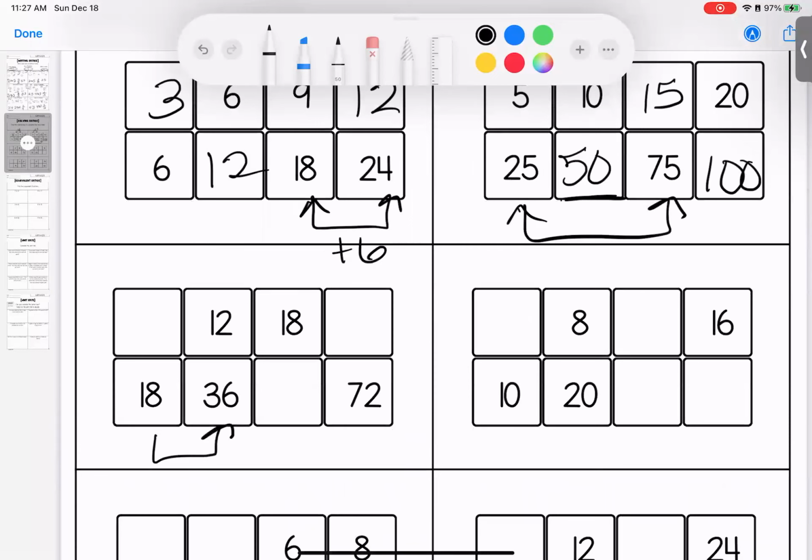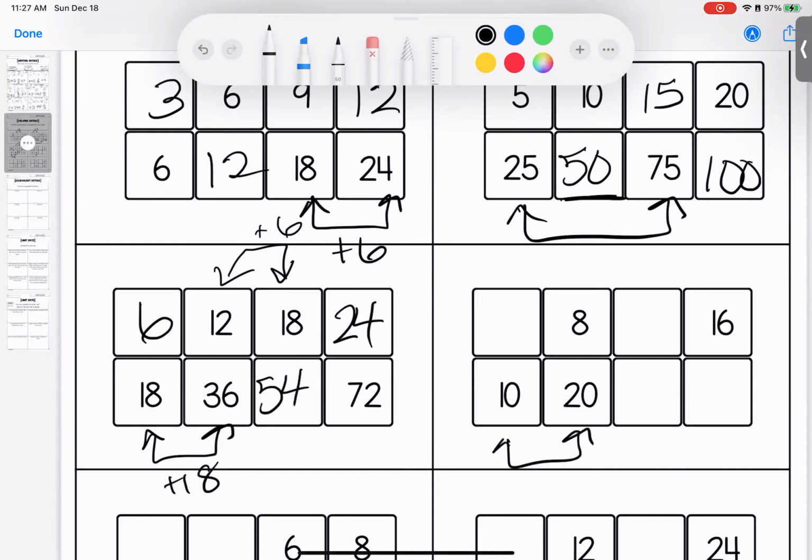Over here, I was nice to you, nice and easy breezy. I put them right next to each other. So for this one, we are increasing by 6, and 18 to 36, we're increasing by 18. So if we put in our missing pieces, it looks like this. Over here, we're increasing by 10. Over here, we're increasing by 8, but we've just split the difference because we have a missing piece. So we're really increasing by 4. If we fill in our missing pieces, it looks like this.